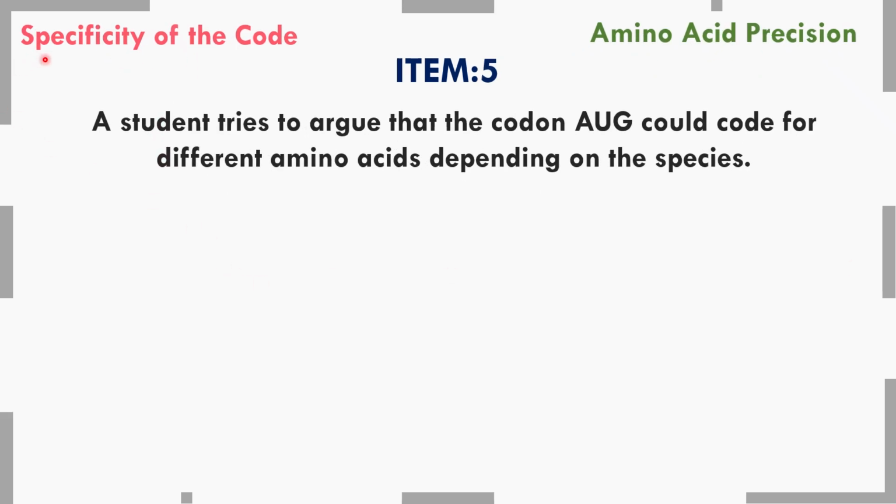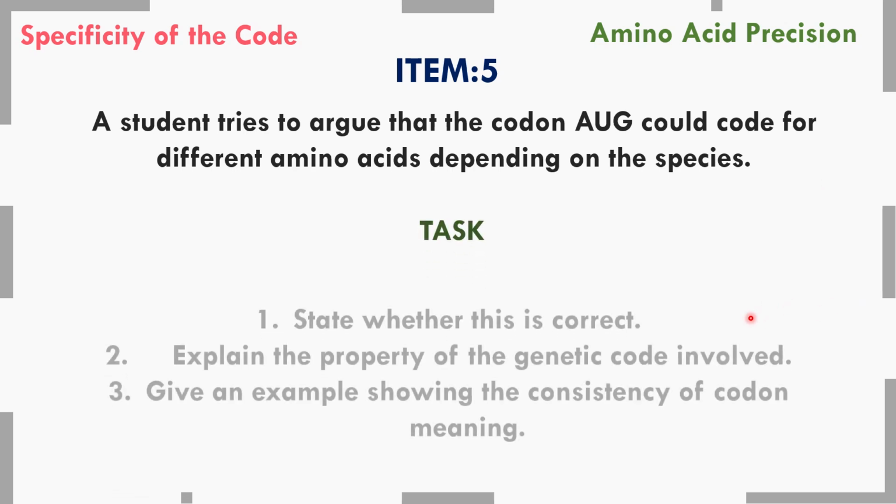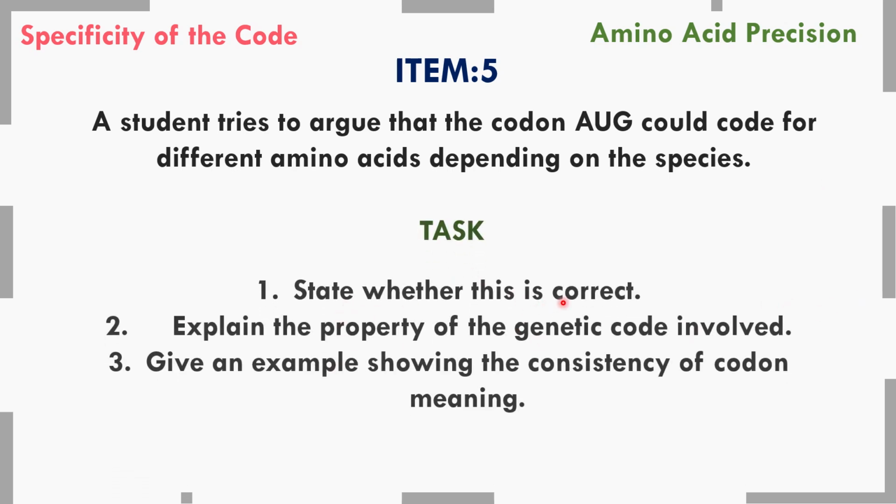Let us now look at the specificity of the code. We are exploring amino acid precision. Item 5. A student tries to argue that the codon AUG could code for different amino acids depending on the species. Task: state whether this is correct. Explain the property of the genetic code involved. Give an example showing the consistency of codon meaning.